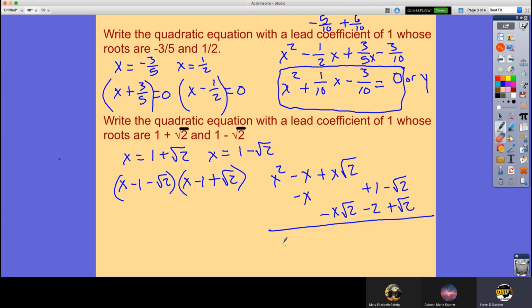And then we just add up our like terms here. X squared minus 2x, this goes away, negative 1, and that goes away there. Okay, and then equals 0. Yep. All right, so there's our equation. All right, any questions at all there?